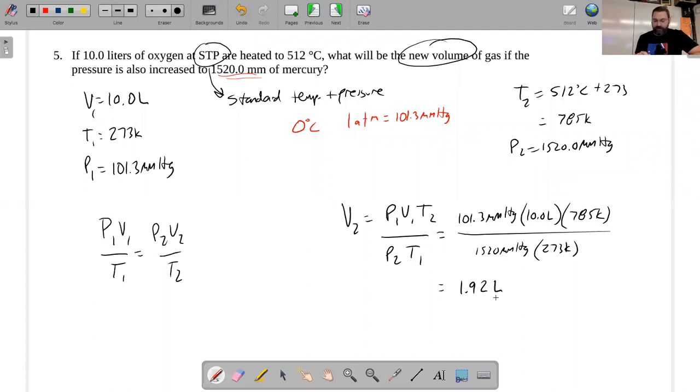1.92 liters. Now, how do you know the volume is in liters and not milliliters or cubic meters or gallons or some other kind of volume? Well, whatever unit the volume was, that's what unit this is going to be. So the pressure units must be the same, millimeters of mercury, millimeters of mercury. The temperatures must always be in Kelvin, Kelvin and Kelvin. And then these volumes will be the same units, 10 liters and 1.92 liters. So 1.92 liters is pretty good.